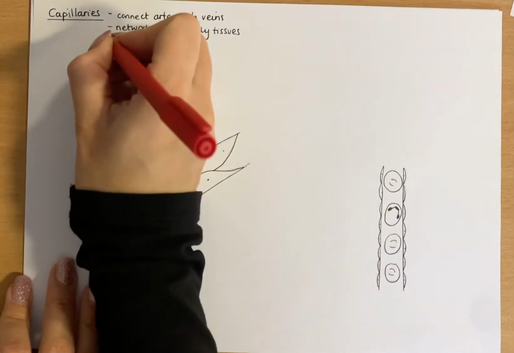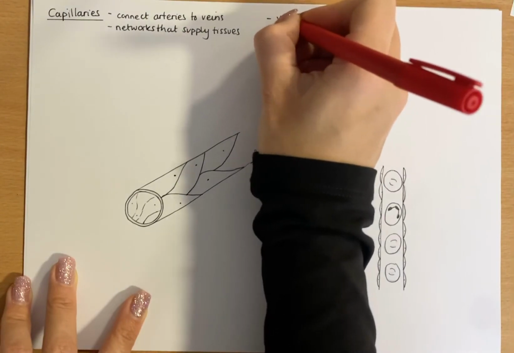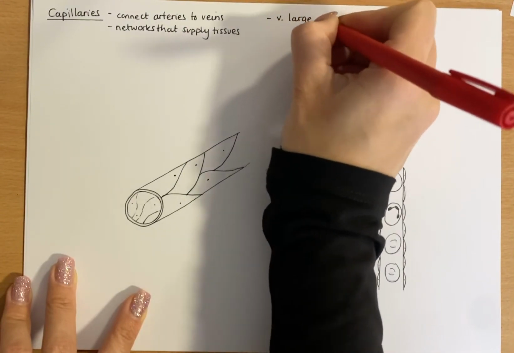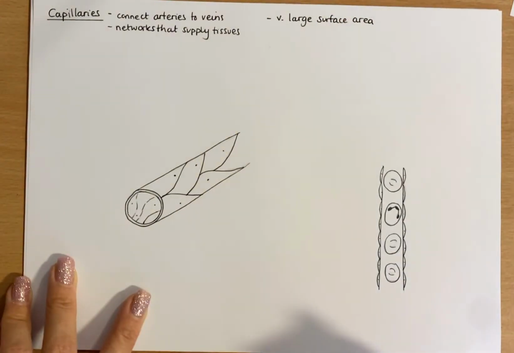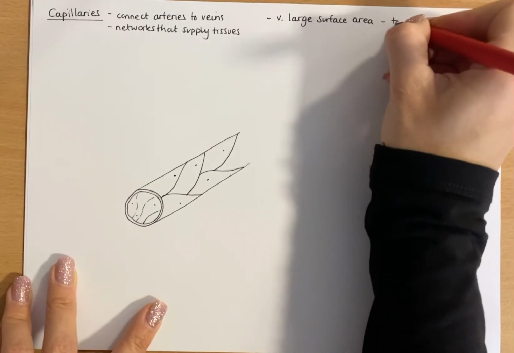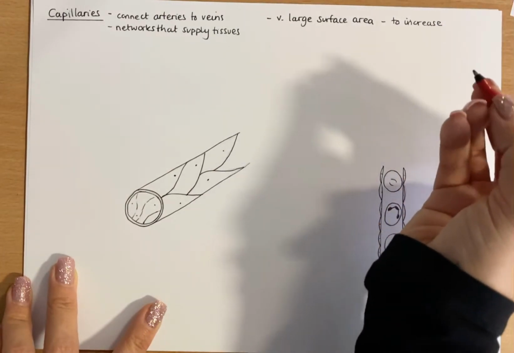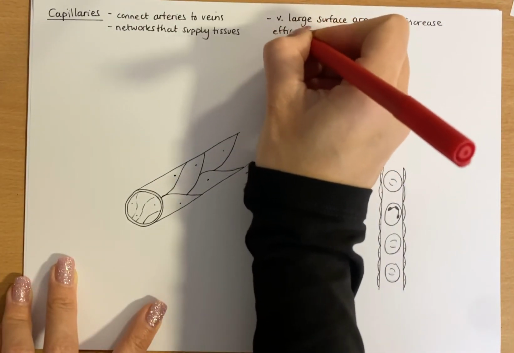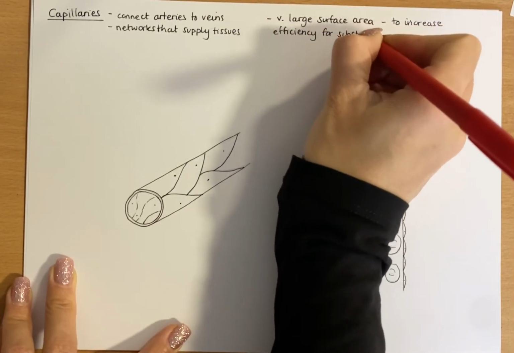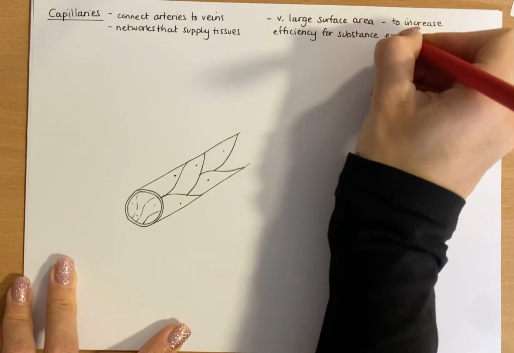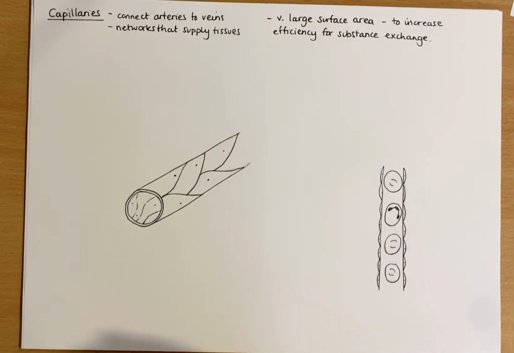Now because they're so branched, and because they are such large networks, they have a very large surface area. And the reason you want a large surface area for this is to increase the efficiency of what they're doing. So the more space they have for it, the better it works. So to increase efficiency for substance exchange. Now those substances could be things like oxygen or carbon dioxide or glucose or anything like that. Anything where you would want stuff to transfer from the cells to the blood or from the blood to the cells.